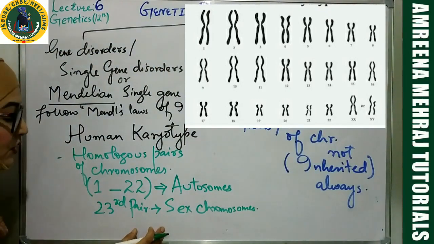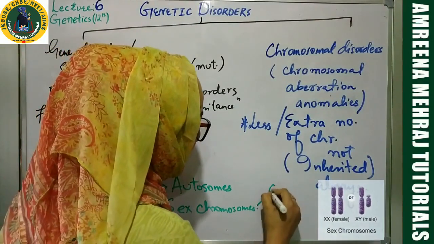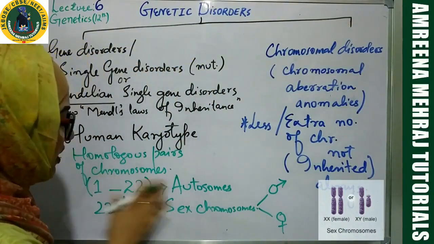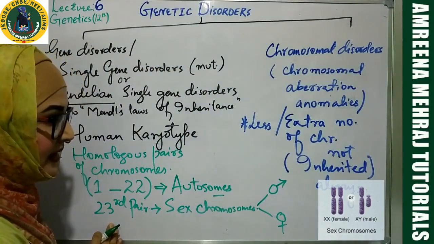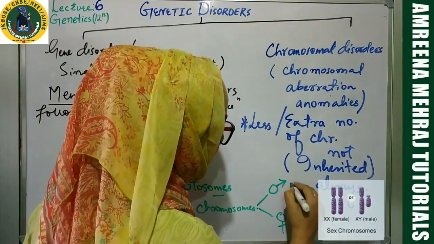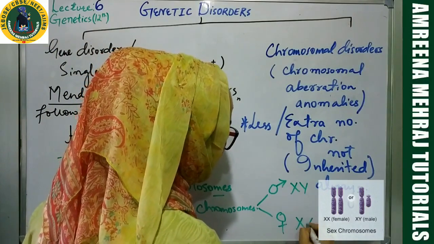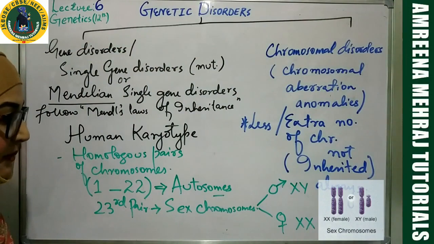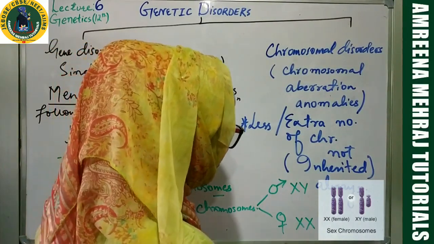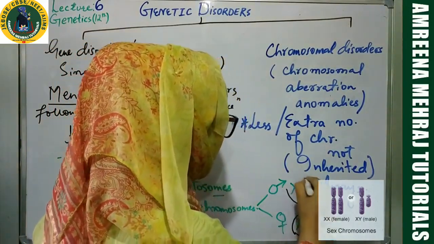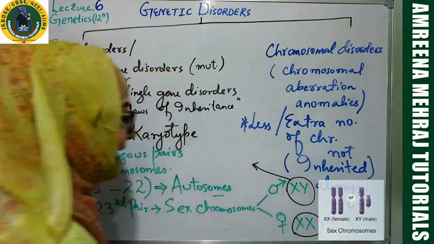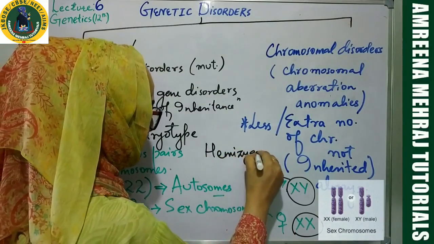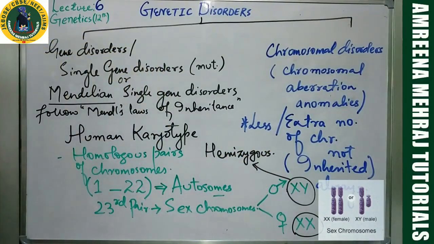Now my dear students, the interesting thing is that a male and a female have different sex chromosomes. The rest are the same, autosomes are the same, but the 23rd pair is different. In male, it is XY, and in female, it is XX. XX is homologous, there is no problem at all. But XY is not a homologous condition. It is a hemizygous condition.